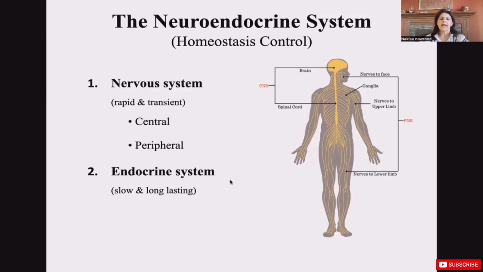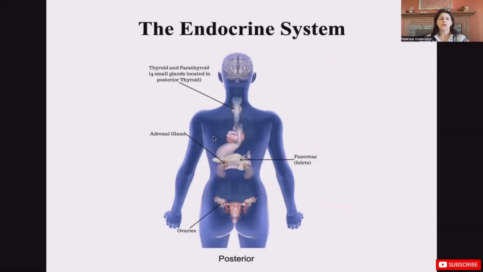Endocrine system has its response with hormones. So the responses are slow, but long lasting. Here we're looking at a few endocrine glands, thyroid glands. On the anterior view, you have thyroid. On the posterior view of thyroid, you have these four little small glands.